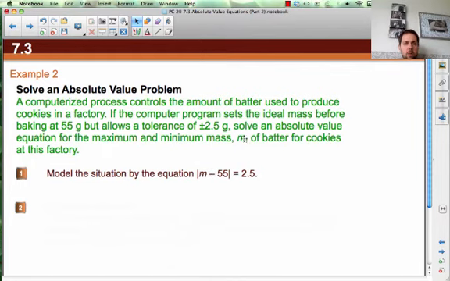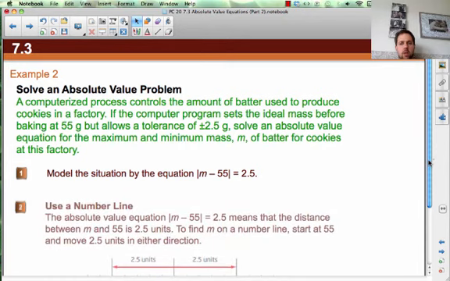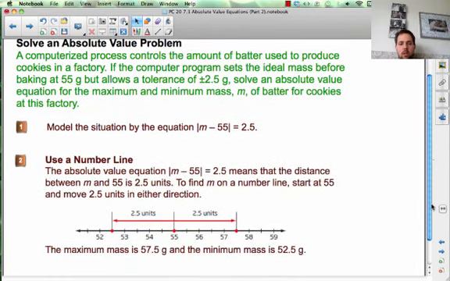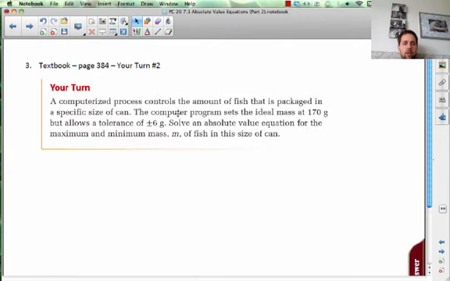So there you go. The maximum and minimum mass M can be thought of as the mass of the cookie minus 55, but we're going to take the absolute value and then set it equal to that tolerance there. So you can use a number line if you want to. It's a nice simple way to look at it. The maximum mass, we can go up to 2.5 units this way away from 55, or 2.5 units the other way away from 55. Here's your turn. Go ahead and give it a try. The answer, as always, will be here when you're done.